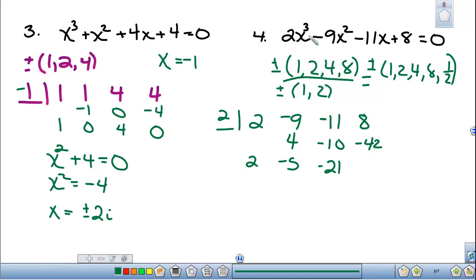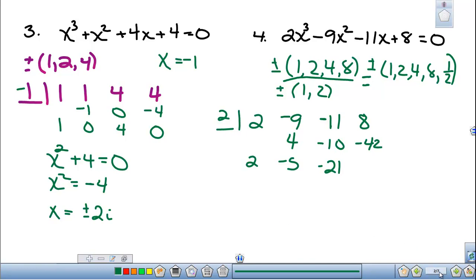Now, does that mean that we don't have any solutions? No, that does not mean that, because this number 3 tells me that I have 3 zeros of the function. They don't have to be rational. They can be irrational or they can be imaginary. So in this case, it looks like they're either imaginary roots or irrational roots.